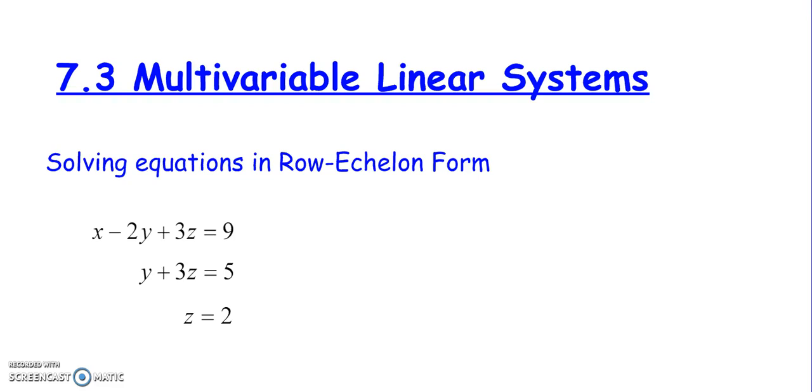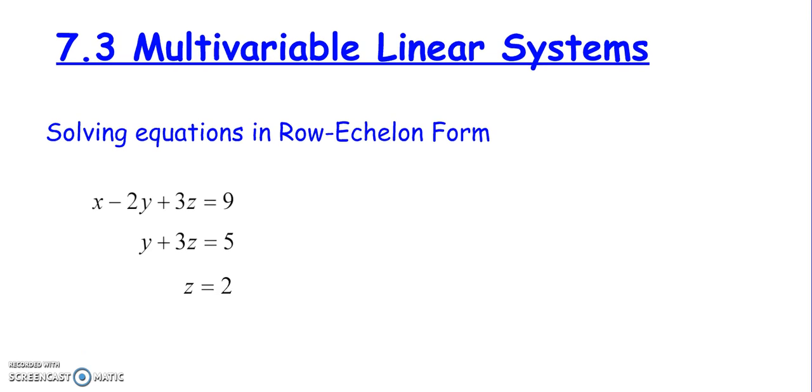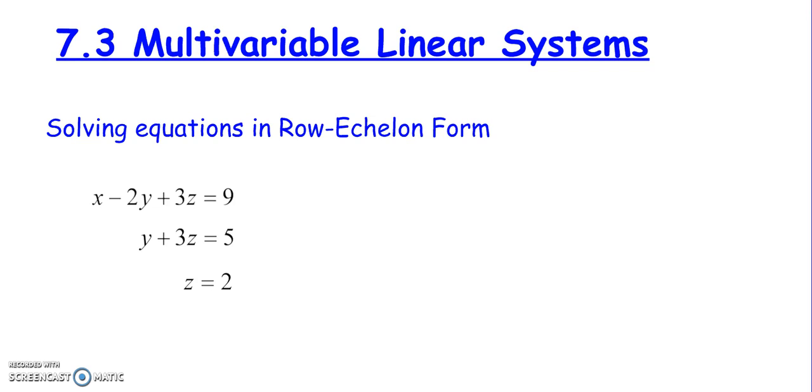Today we are working on section 7.3 called multivariable linear systems. The idea here is we are still working with linear systems, and again, a system is just one or more equations all together, where you're looking for one solution. And we're going to start with actually a form that we may or may not have heard of before.